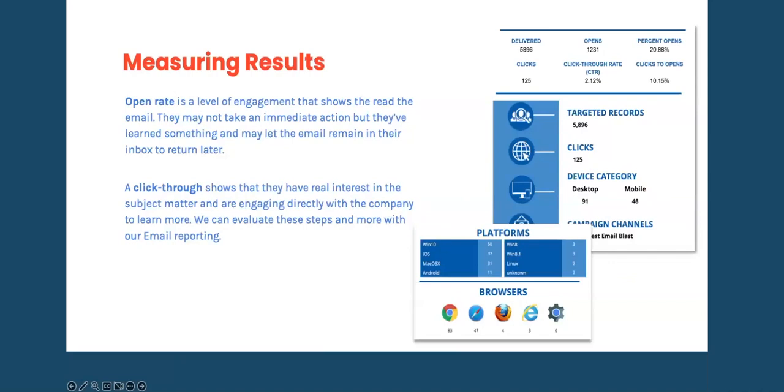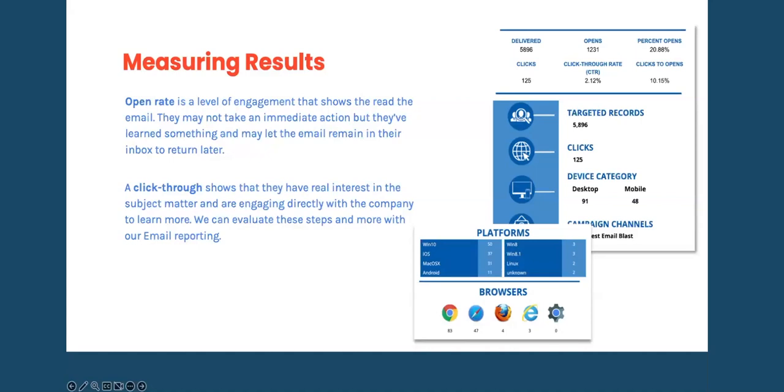Measuring the results. As Kelly mentioned in her reporting slide, we certainly want to make sure that we're providing you with email reporting as well. One of the things that we look at very closely when it comes to an email is the open rate. So we want to make sure that there's a level of engagement that shows that people have read the email or interacted with it in some form. And then we also want to make sure that we're tracking those clicks as well.